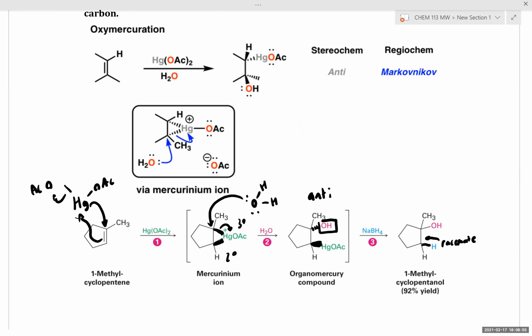Does this example of oxymercuration, does this mechanism of oxymercuration look familiar?